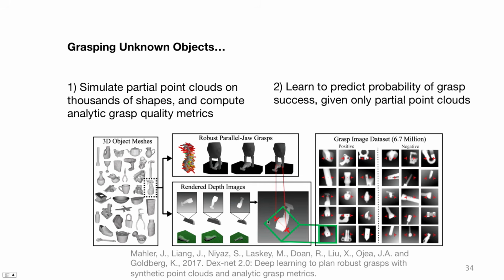And then you try to see from that view, we use these analytic grasp measures to decide how good that grasp is. So what this turns into, again, one, you simulate all these partial point clouds, and two, you try to learn the probability of grasp success given only partial point clouds.